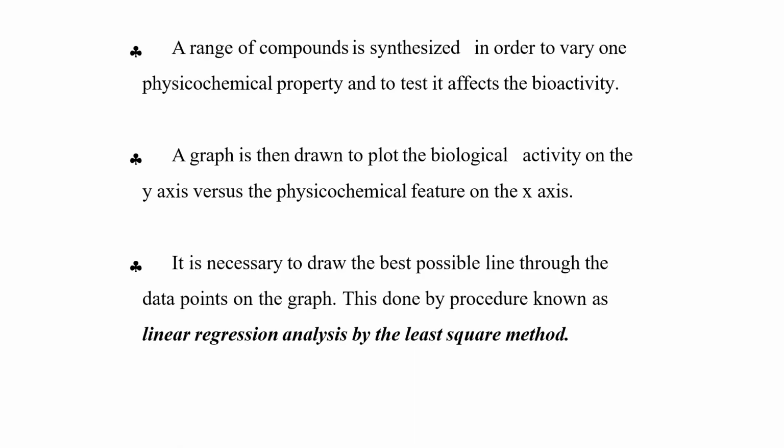This is done by a procedure known as linear regression analysis by the least square method. So by selecting the least number of variables, we are going to plot a graph of the given data, that is biological activity on the y-axis and the physico-chemical properties on the x-axis, which will give the linear regression analysis by the least square method.